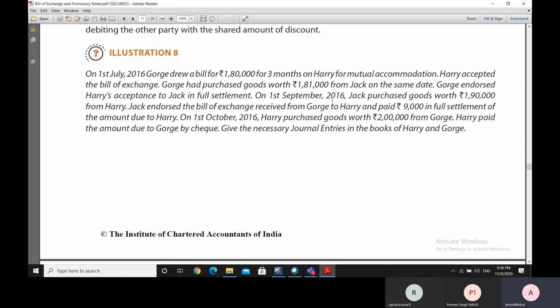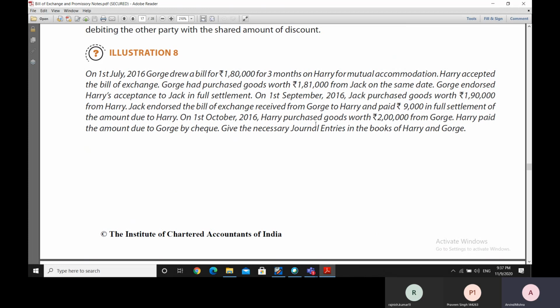Now, on 1st of September 2016, Jack purchases. Earlier, Jack had sold to George. Now, Jack had purchased goods worth 1,90,000 rupees from Harry. Harry is the guy on whom George had drawn a bill for mutual accommodation. So Jack purchased goods worth 1,90,000 rupees from Harry, and Jack endorsed the bill of exchange received from George to Harry and paid 9,000 rupees in full settlement of the amount due to Harry.